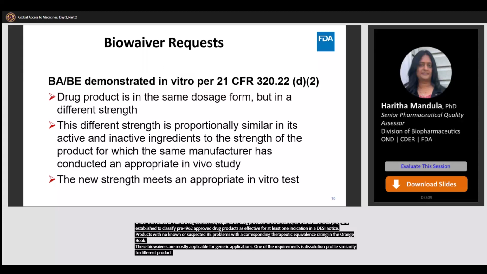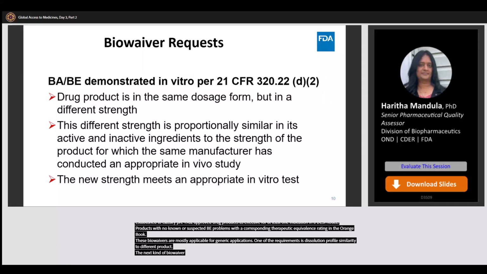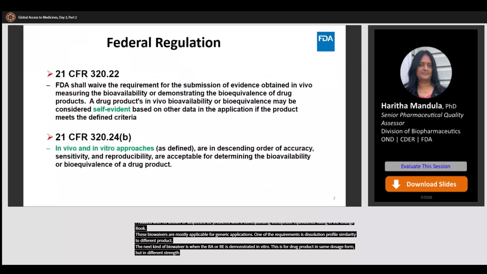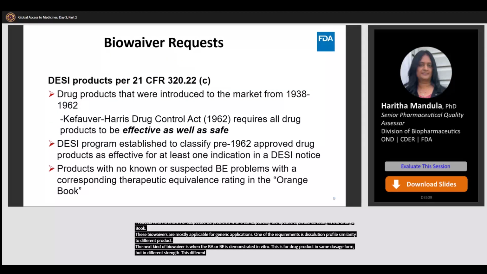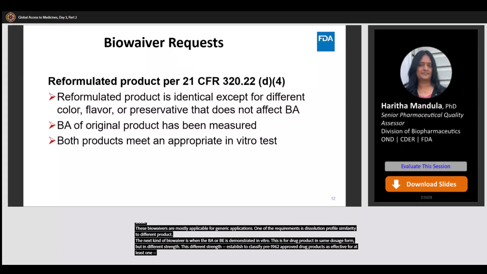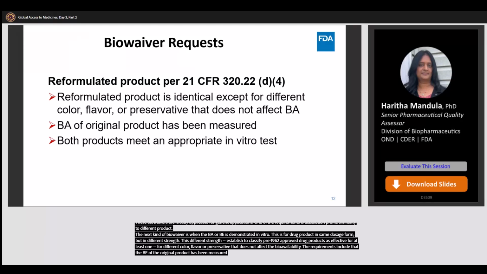The next kind of biowaiver is when the BA or BE is demonstrated in vitro. This is for a drug product in the same dosage form but in a different strength, or with a different color, flavor, or preservative that does not affect the bioavailability. The requirements include that the BA of the original product has been measured and both products meet an appropriate in vitro test.